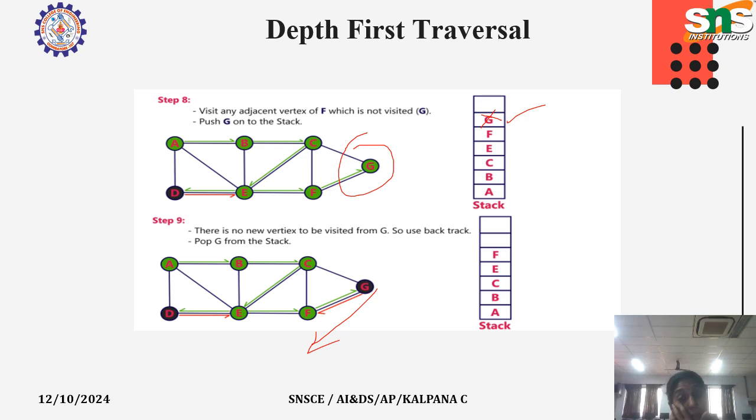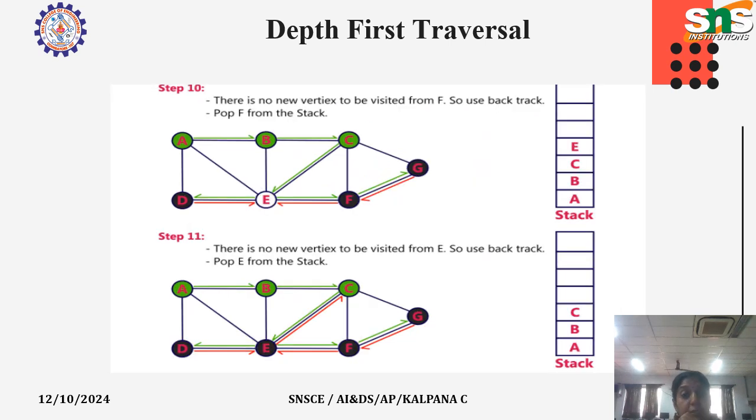In the same way, there is no new vertex to be visited from F. So from G to F, we use backtrack and pop F from the stack. Now we pop this F from the stack. Again from F all nodes are visited, right? Again you have to backtrack from F to E. From E again everything is visited, so just pop E and then go to D. The same way we perform all the operations.